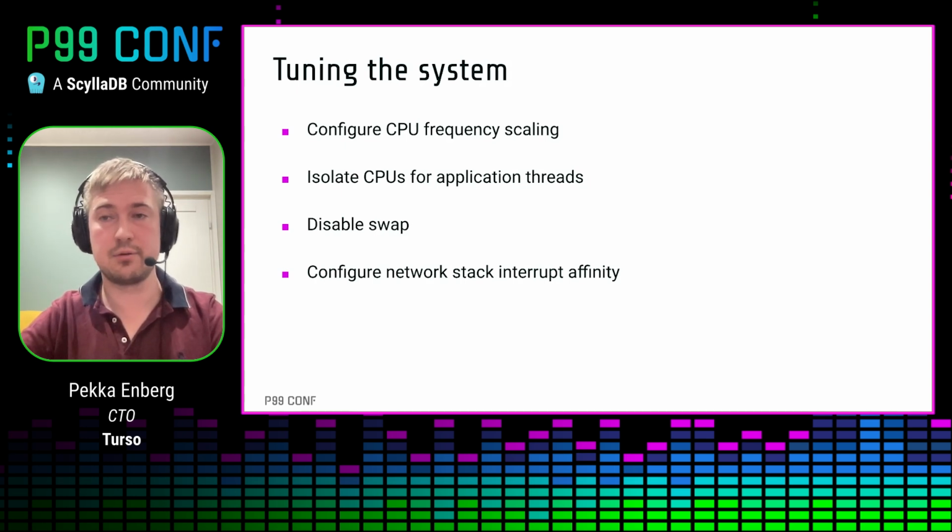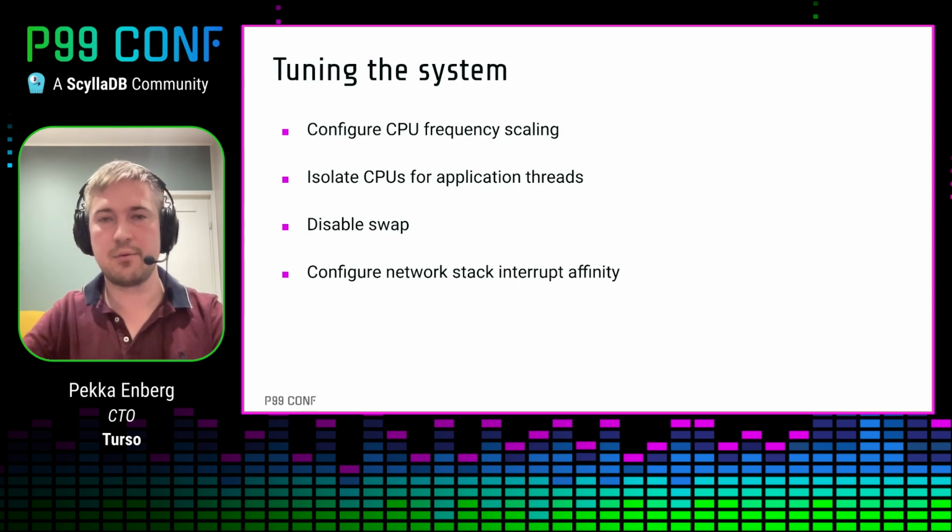Related to demand paging, disable swap. What swap does is essentially move unused or less used memory to disk, and it has the same, maybe even worse characteristics as demand paging. So sometimes your application just runs extremely slowly. So disable swap if you're going for low latency, and then also configure network stack interrupt affinity. It's related to isolating CPUs for application threads, but even a bit more specific.